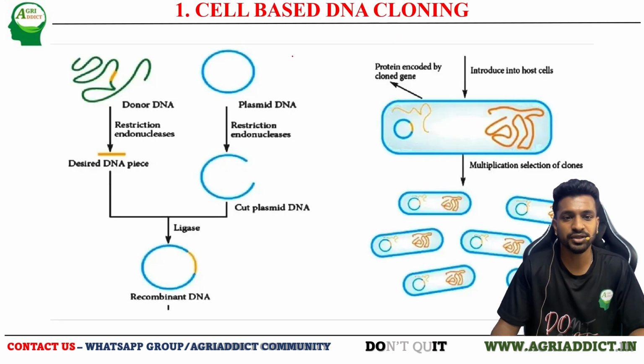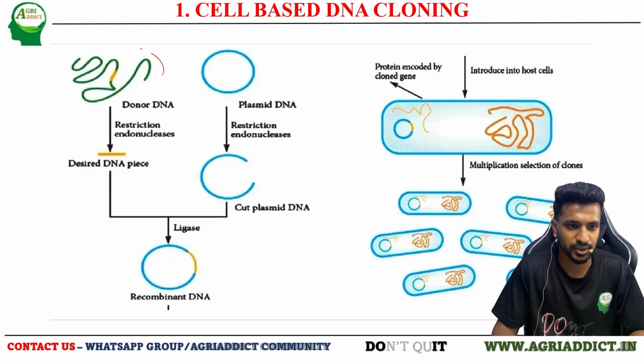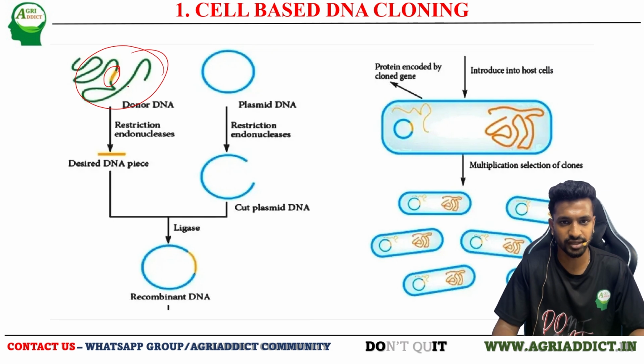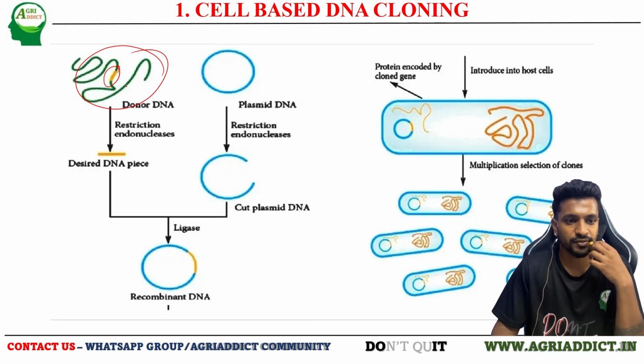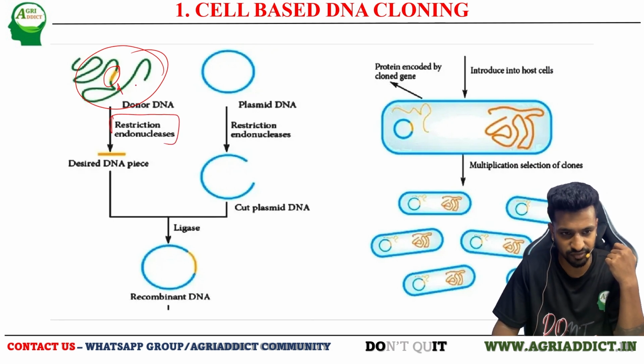First, we'll go for cell-based cloning. See, what happens in cell-based cloning? This is a donor DNA. From the donor DNA, this is a desired piece of DNA, that means the gene of interest, which I am specifically interested in. First, I have to use the restriction endonuclease and cut this specific part.